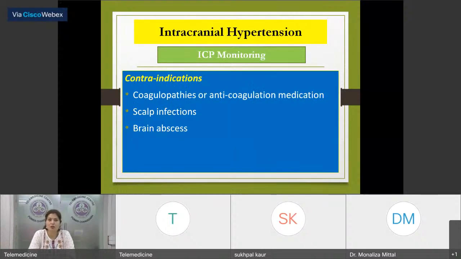But there are some contraindications to ICP monitoring. This is because the patient might be on some anticoagulation therapy or might be suffering from coagulopathies. He might be having scalp infections or brain abscess. In these three conditions, it is totally contraindicated for ICP monitoring.